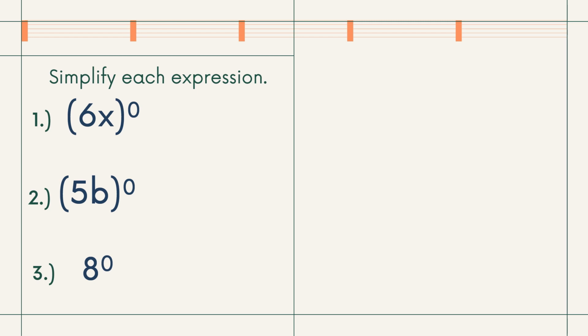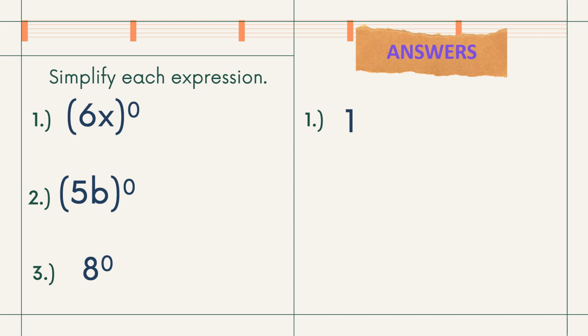Okay, let's check your answer. What is your answer for number 1? Yes, you are right. It's equal to 1. How about number 2? Alright, you get the correct answer. It is equal to 1. How about number 3? Yes, very good. The answer is equal to 1. Any number or expression raised to the 0 exponent, the answer is equal to 1.